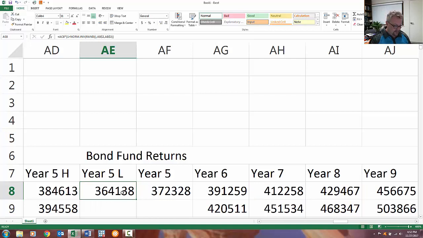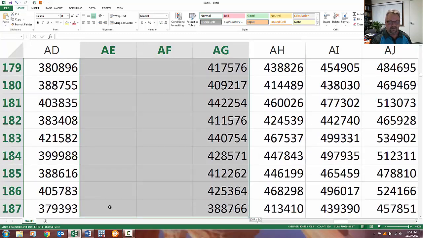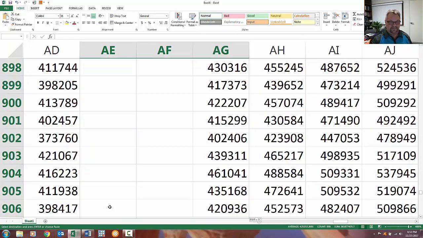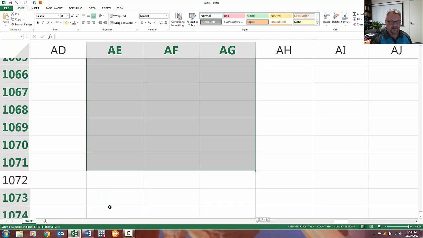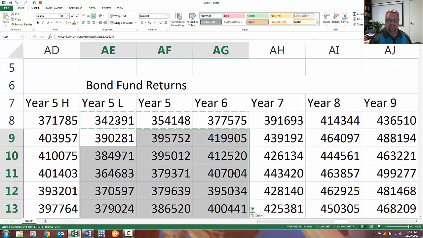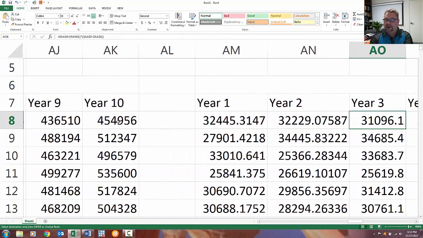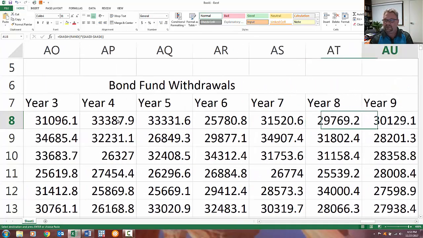Now that I've got everything anchored properly, I can copy this and this. Well, not copy that, but paste it. Oh, not even close. Oh, that was better. Okay, paste. And there we go. So here are the bond fund returns. I don't have to screw around with the bond fund withdrawals because that did not change.